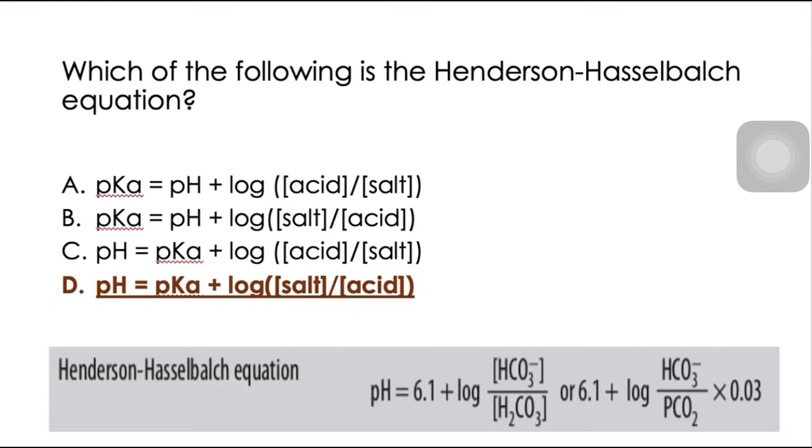Kapag hindi po binigay yung carbonic acid, we can compute carbonic acid by multiplying your partial carbon dioxide times 0.03. So for us to compute for the carbonic acid, we can multiply PCO2 or partial carbon dioxide times 0.03. Kapag hindi naman po binigay si bicarbonate, we can obtain your bicarbonate by subtracting carbonic acid from total CO2.